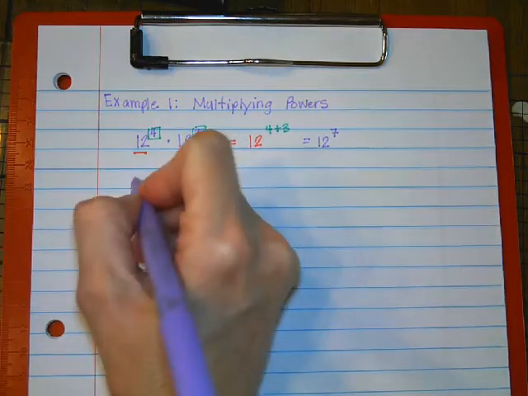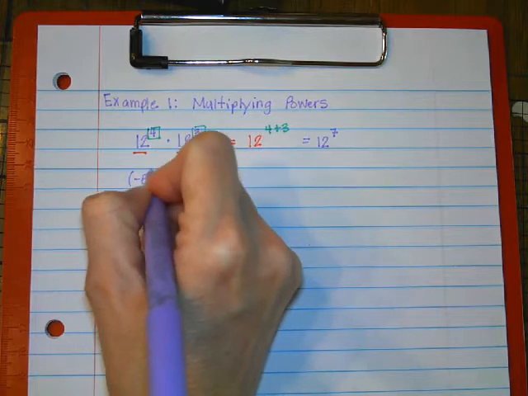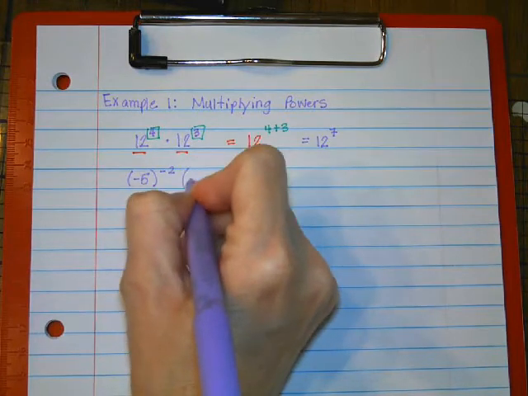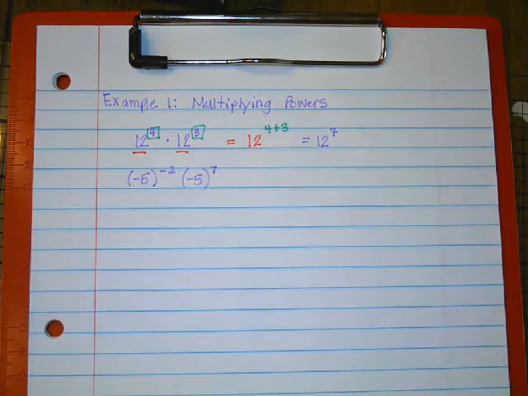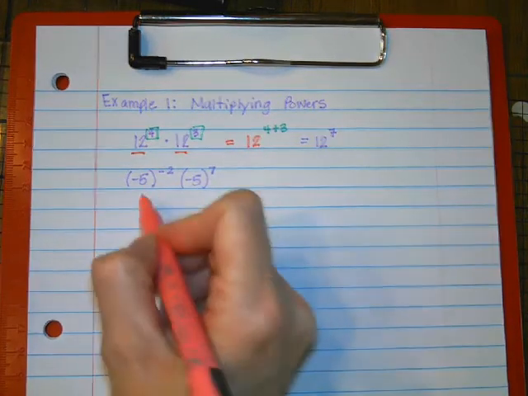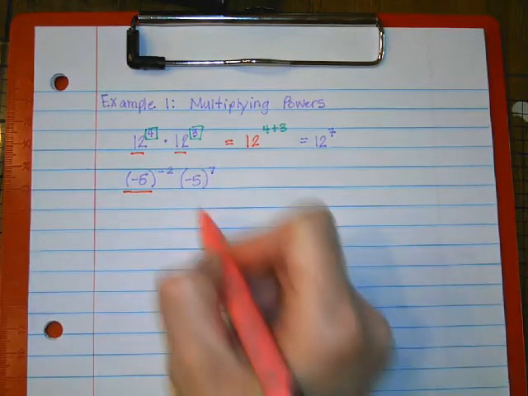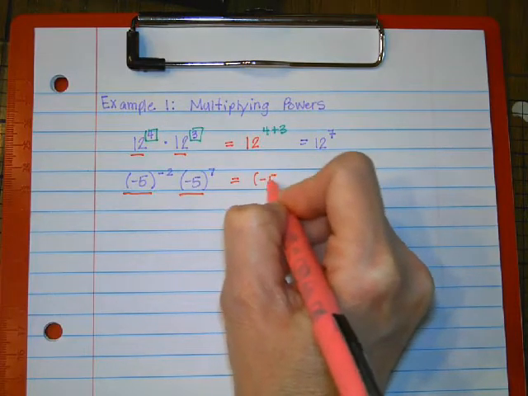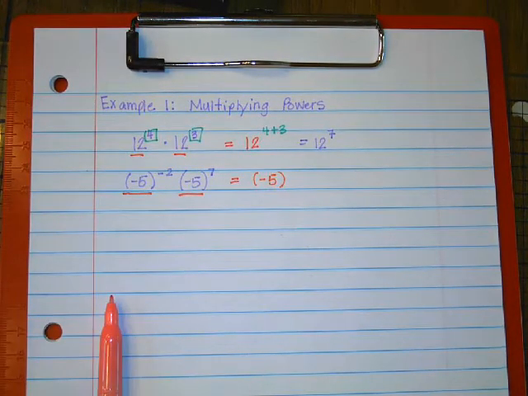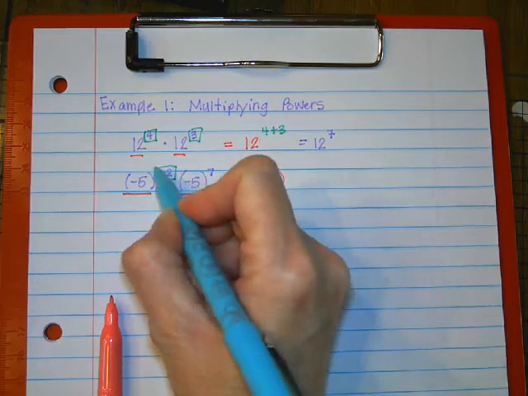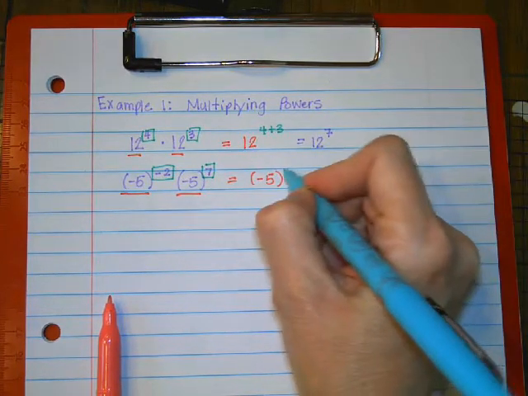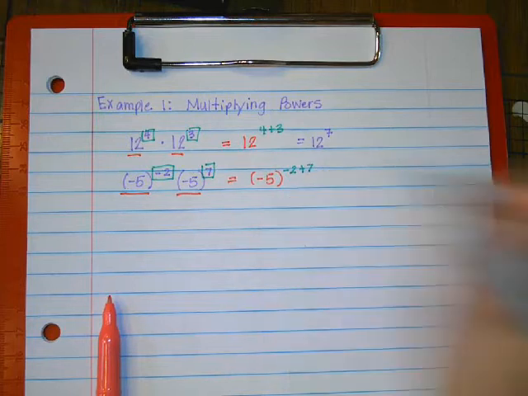So let's do another one. The second example has -5 raised to the -2 power. Then we have -5 raised to the 7th power. All right, so we're going to go ahead and look, our bases are -5 and -5. Since they have the same base of -5, I'm going to bring over that -5. My first exponent is -2, and my second exponent is +7. So I'm going to add -2 plus 7.